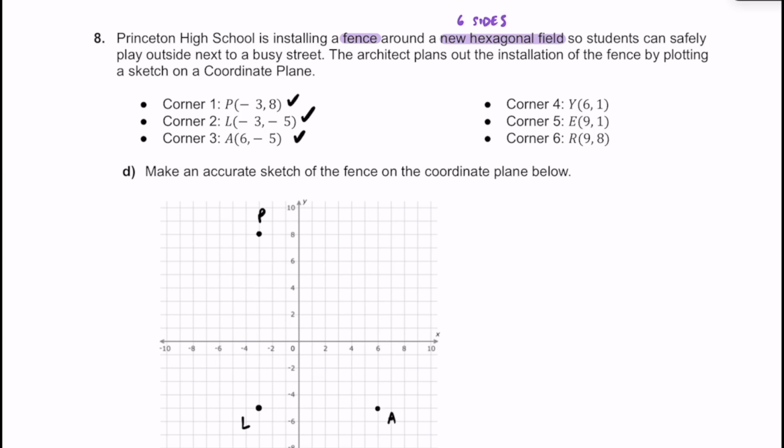And then for corner 4, we have 6, 1. That's going to be up here in quadrant 1. That's going to be Y. Then we have 9, 1. That's also in quadrant 1. That's going to be point E. And then we have R, which is going to be 9, 8. That's also in quadrant 1, and that's going to be point R. All right, so that's the last 2 points here. Let's connect these points to show where the fence is going to be.